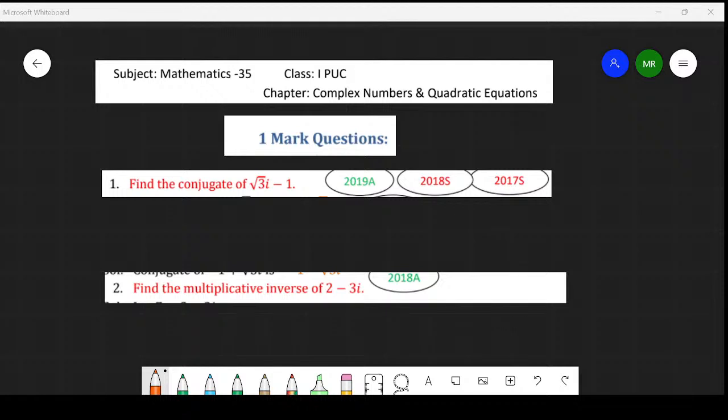Now, the topic is complex numbers and quadratic equations. Today I will explain 1 mark and 2 marks questions. In the previous videos I have done 4 revision classes: 2 classes for relations and functions and 2 classes for trigonometric functions. Today complex numbers 1 mark, 2 mark questions. Tomorrow I will do completely 3 marks questions.